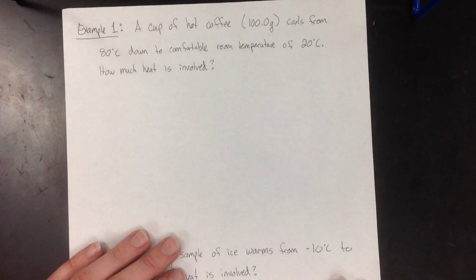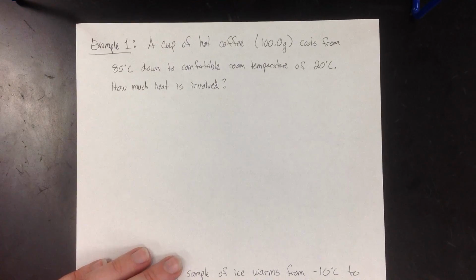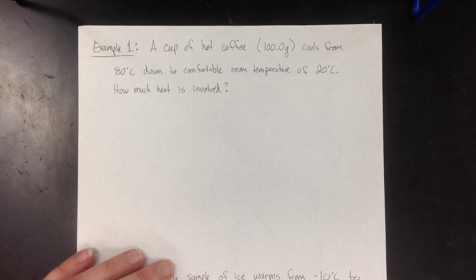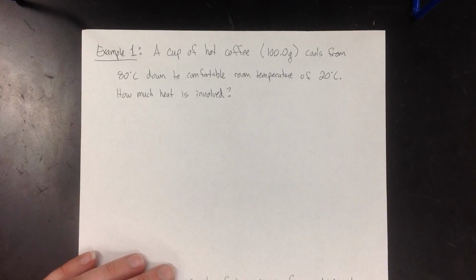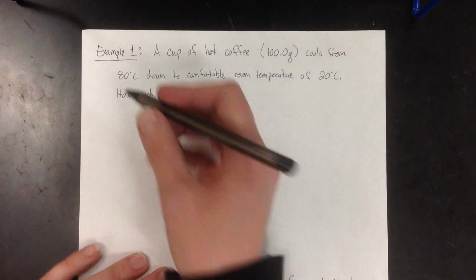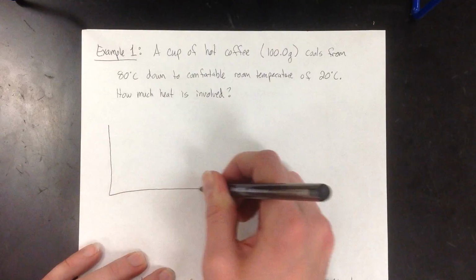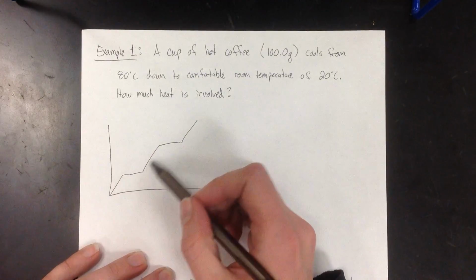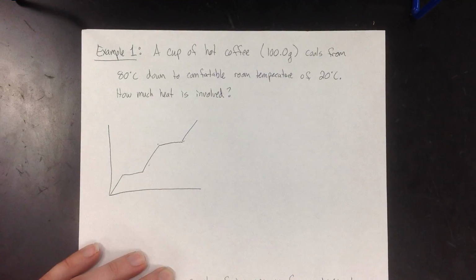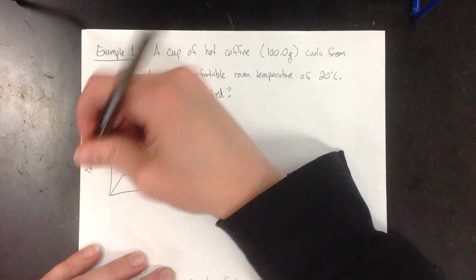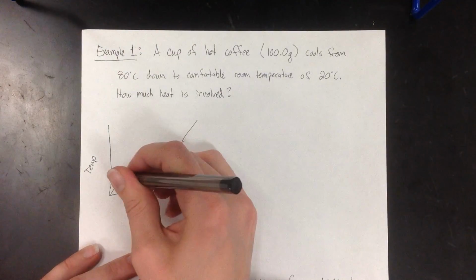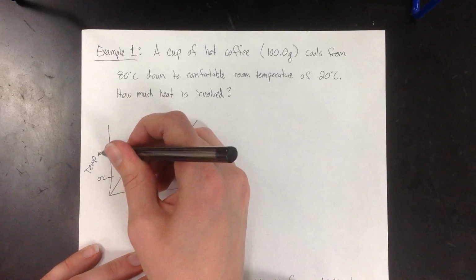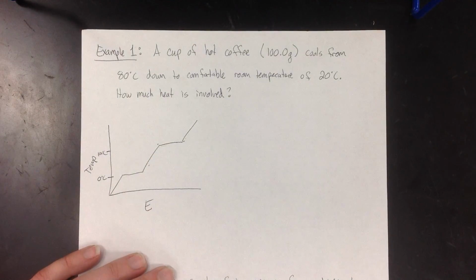First, a cup of hot coffee, 100 grams, cools from 80 degrees Celsius down to a comfortable room temperature of 20 degrees Celsius. How much heat is involved? So step 1, we need to draw ourselves a heating curve. I'm going to do my 5 regions: slant, flat, slant, flat, slant. This is my temperature, this is my energy. This flat line is at 0 degrees Celsius, and this flat line up here is at 100 degrees Celsius. There is my heating curve.